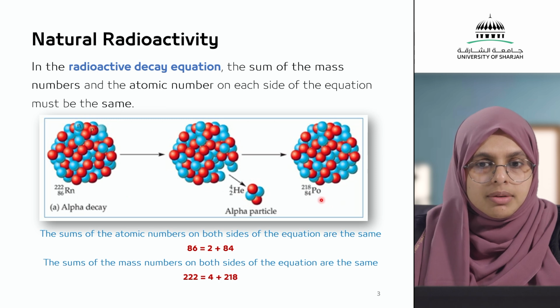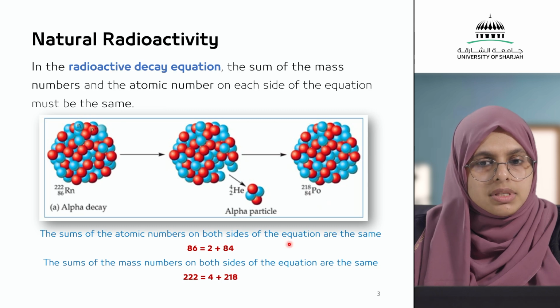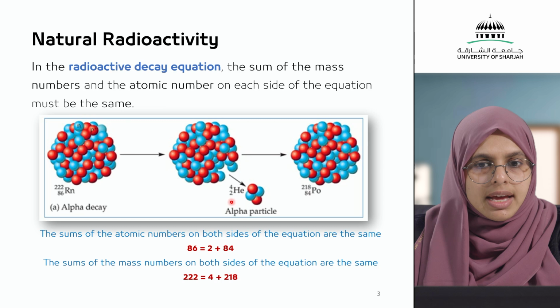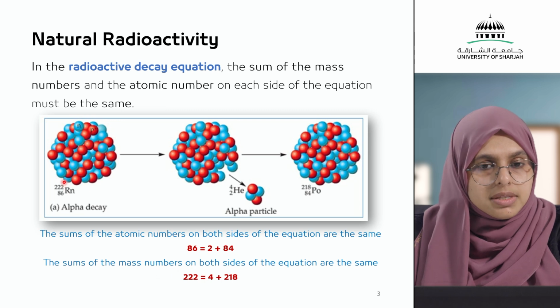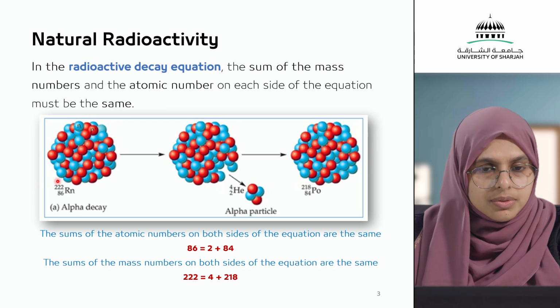Now let's look at this example for unstable radioactive radon-222 disintegrating into an alpha particle and a stable polonium-218 nucleus. The sum of the atomic numbers on both sides of the equation are the same. If you look at the atomic number for radon, it is 86, and if you add the atomic number of helium, 2, and polonium, 84, it is also 86. The sums of the mass numbers on both sides of the equation are also the same. The mass number of radon is 222 and that of helium is 4 and polonium is 218. So 218 plus 4 gives 222.